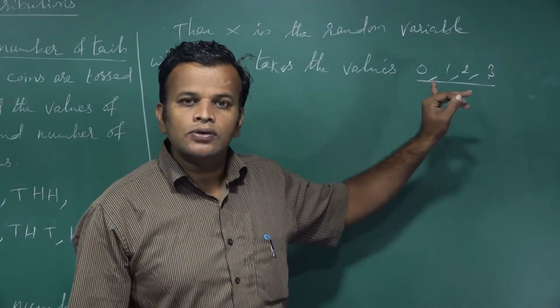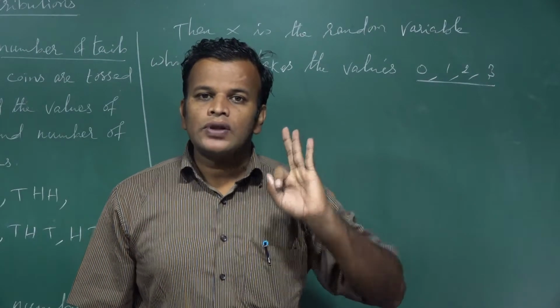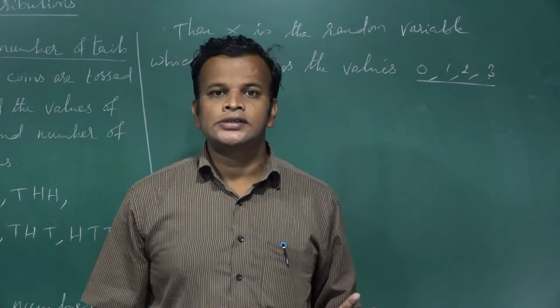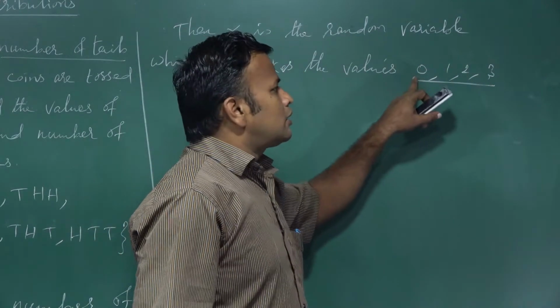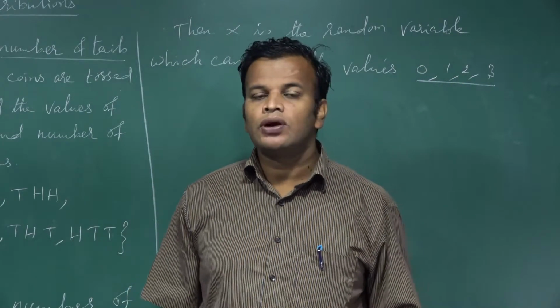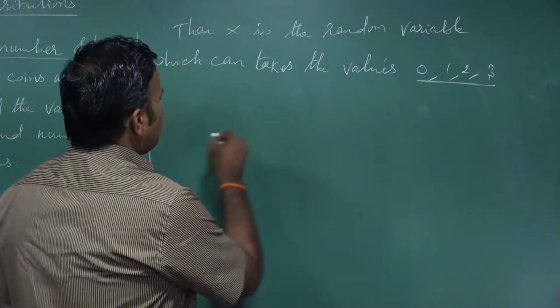So what is meant by 0? No tail. 1 means out of 3 coins there will be 1 tail. 2 means 2 tails and 3 means 3 tails. Now we have found the random variable values. Next, one more question is also given. What is the number of points in the inverse image? So now we write one by one.